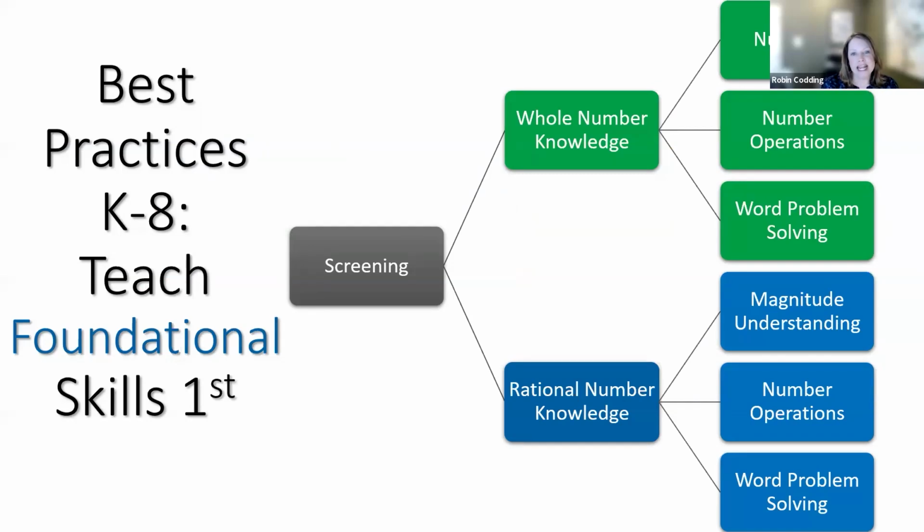is that we can take our screening and we can think about two big buckets, whole number knowledge and rational number knowledge. Within whole number knowledge, we're going to talk about numeracy, particularly those early numeracy skills, number operations, and word problem solving. And with rational number knowledge, we're going to talk about magnitude understanding. Do students know what a fraction is, for example? Number operations and word problem solving. So we see there's some overlap here, which I think helps build a framework or a model that makes this multi-topic nature of math more streamlined and systematic.